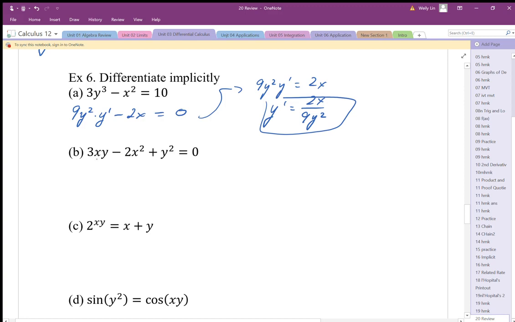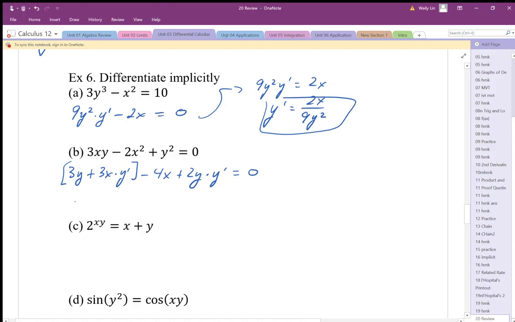Here we have the product rule, so I'm going to differentiate the x, times y, plus x times the derivative of y, which means I'm going to get y prime. So there's my product of those two. When I differentiate the x's, I don't really do anything different. When I differentiate the y's, I have to make sure I apply the chain rule.